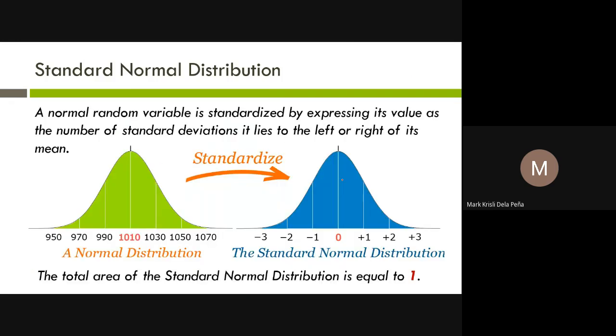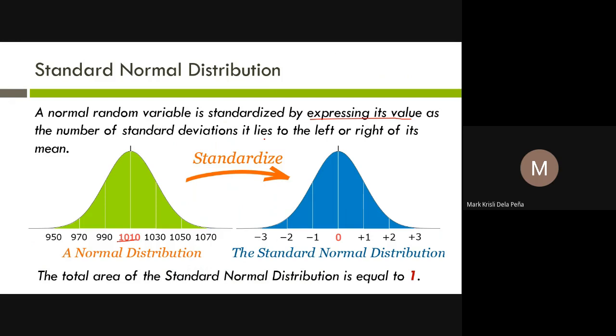So here, as I have said earlier, is how we standardize a value. You have a normal distribution, you have the mean at the center, and when we standardize, this becomes 0. The mean will become 0, and all of the values to the left of the mean are negative values, and all of the values to the right of the mean are positive values. So a normal random variable is standardized by expressing its values as a number of standard deviations it lies to the left or right of its mean.